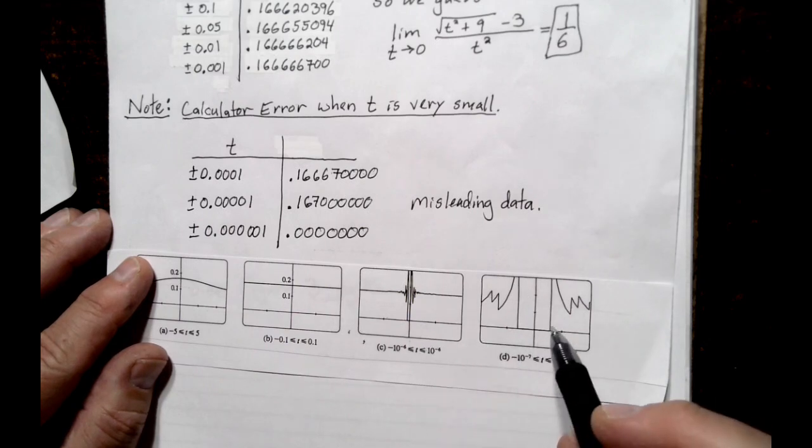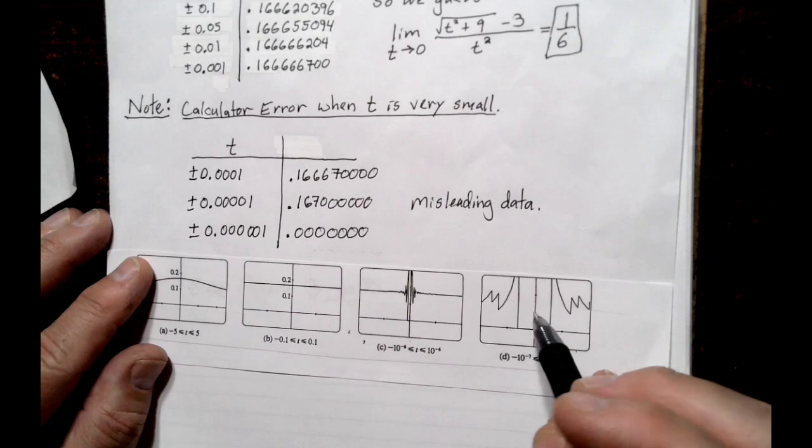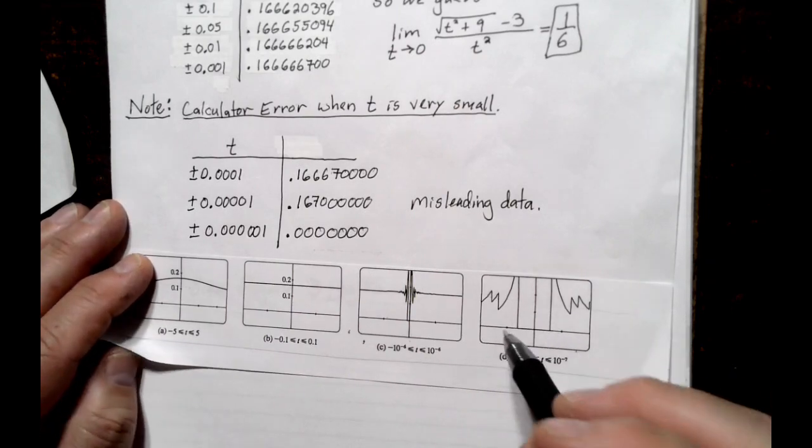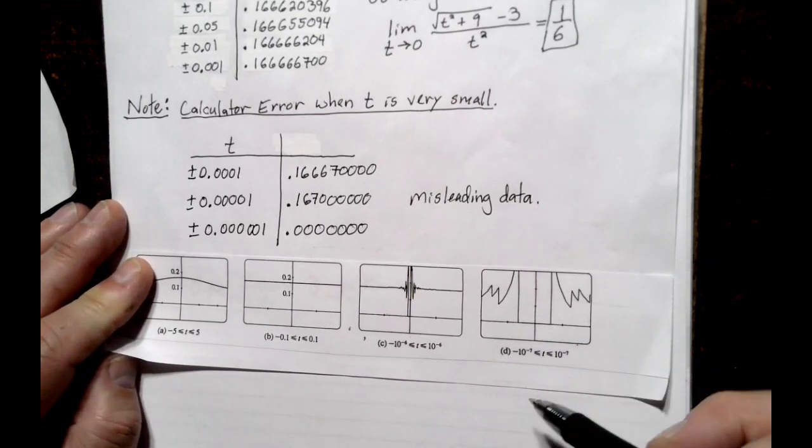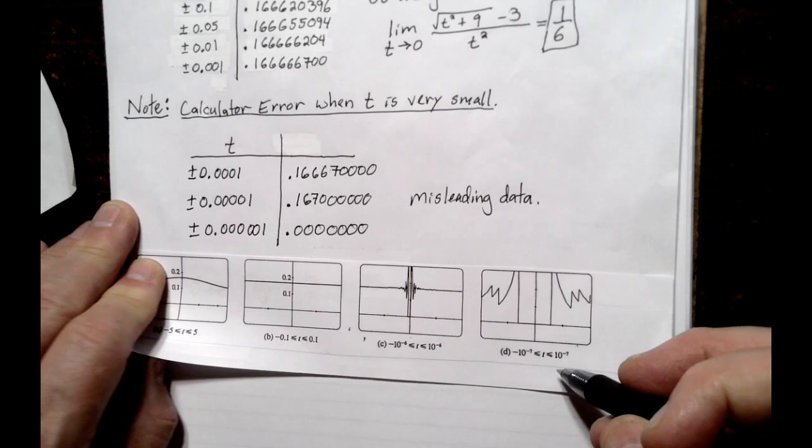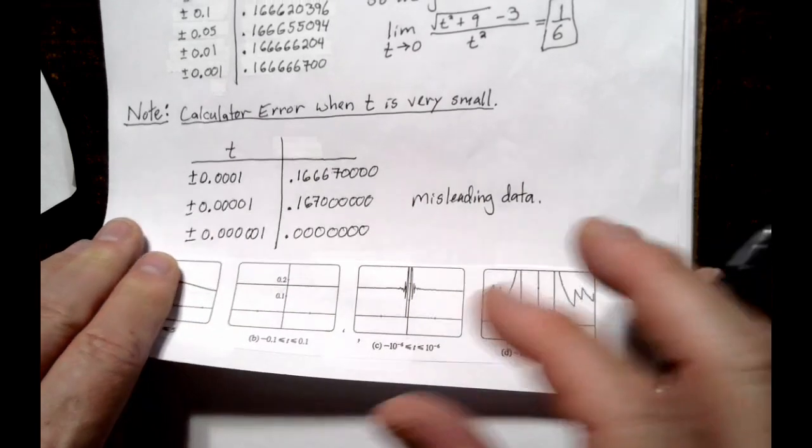And that's because even if you were to graph this like the author did on a computer, your data is off when you get incredibly close to the number. So there's a certain point where you can't rely on your calculator anymore.